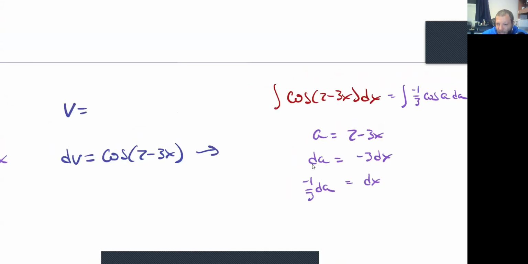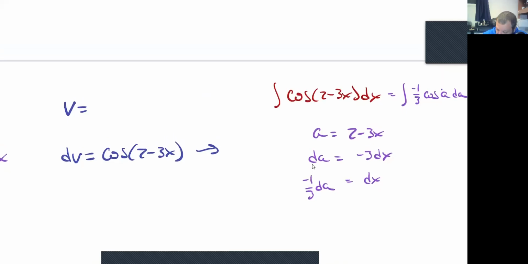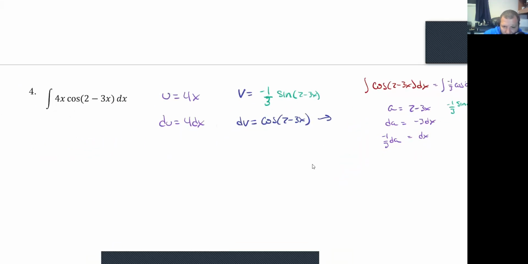And then if I took the antiderivative of that, we're just going to end up with the antiderivative of cosine, which is the sine of a, times that negative 1/3. So that means our antiderivative is going to be negative 1/3 sine of a, which was 2 minus 3x, and then it would have been plus a constant before. Right, so that's our v.